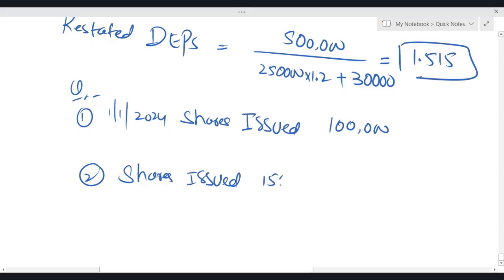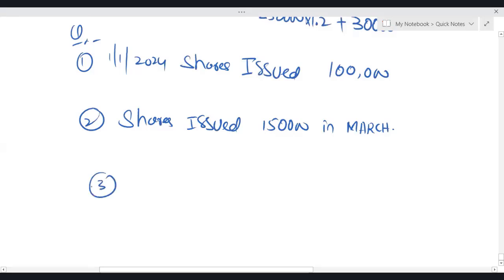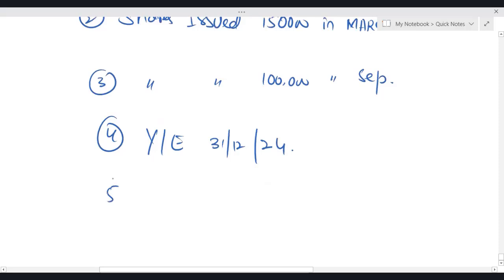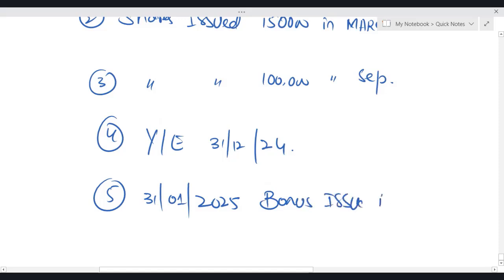Shares issued 150,000 in March. Shares issued 1 lakh in September. Year end is December 2024. A bonus issue of 20% is made on 31st January 2025. Requirement.